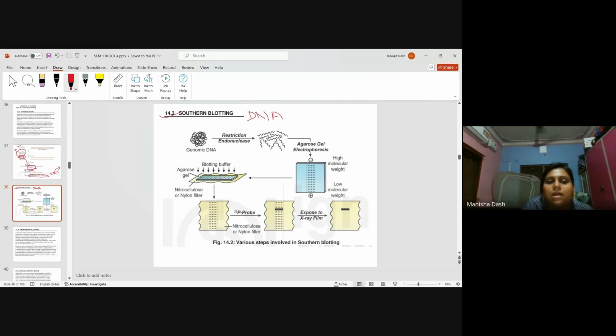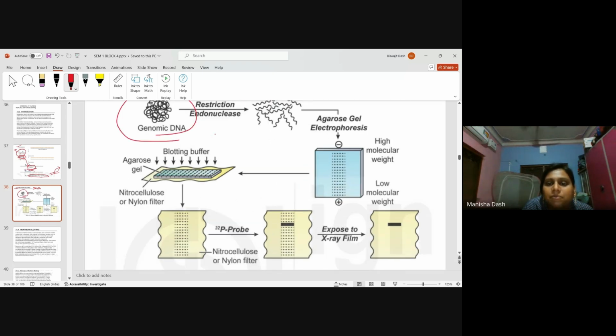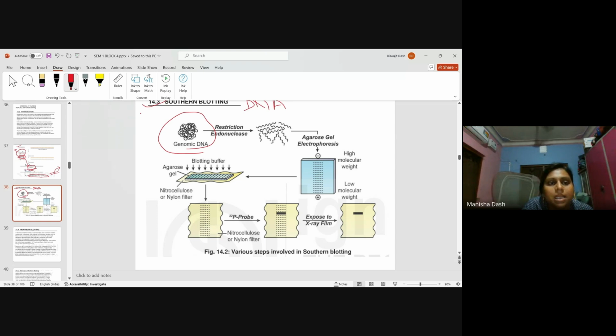So what is done here? As you see, there is a genomic DNA. You have made multiple fragments by digesting it with a restriction enzyme. Then you subject these fragments to agarose gel electrophoresis. What is the utility of this? It will separate the DNA strands based on their size. The small size fragments will move to the other end, and gradually you will have a gradient of fragments from low to high molecular weight.